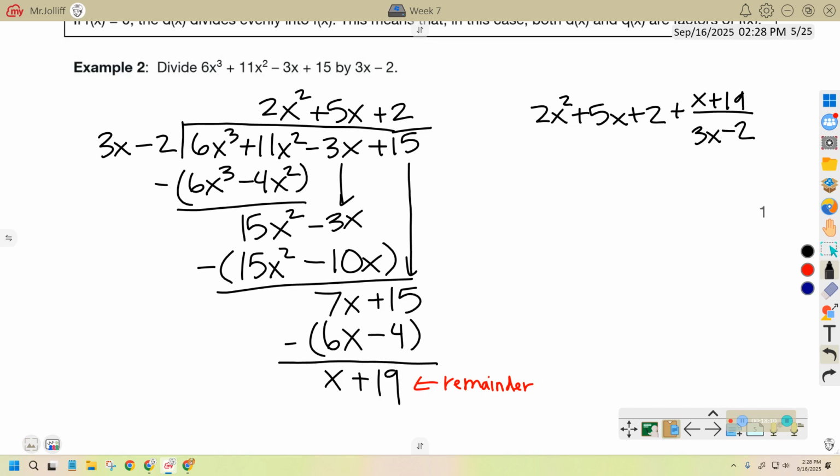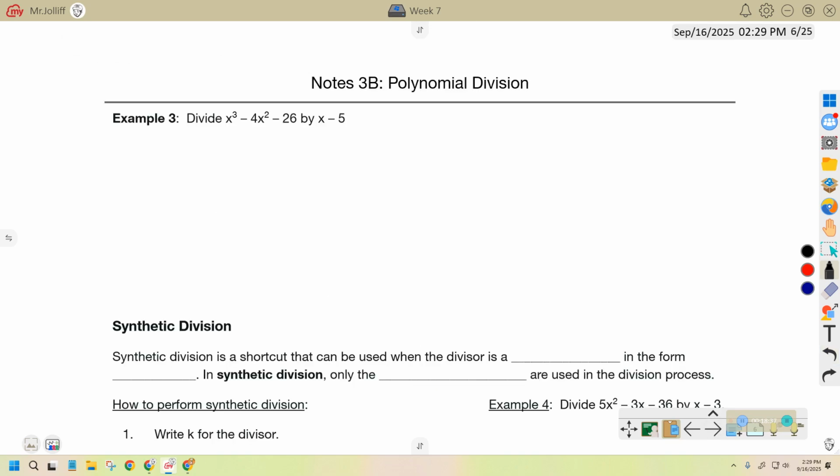Starting to feel more comfortable? Very good. That's fair. If it makes you feel better, when I first learned long division in 4th grade, it took me an exceedingly long time to learn how to do it. I was very bad at it. All right, we're going to do one more, and then we're going to learn the shortcut.